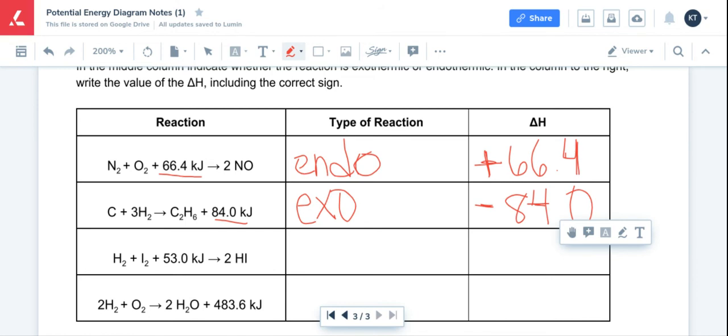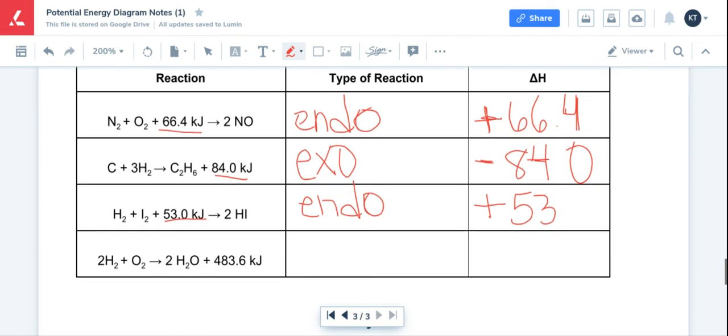And so we have to remember that if it's exothermic, we have to give the delta H a negative sign. The third example here, our energy is a reactant, so this is endothermic. And as far as a delta H goes, we're going to call it positive 53 kilojoules. And then lastly, our fourth example is exothermic because our energy is a product and therefore the delta H will be negative. And so we're going to call that negative 483.6.